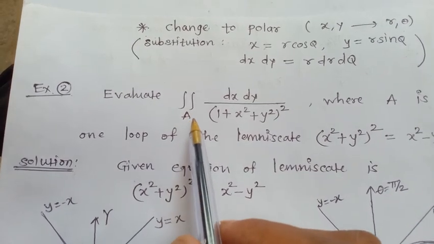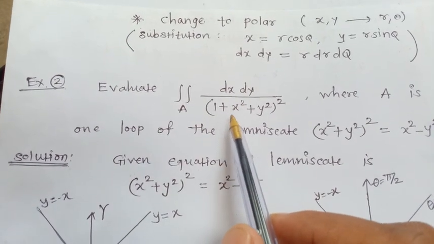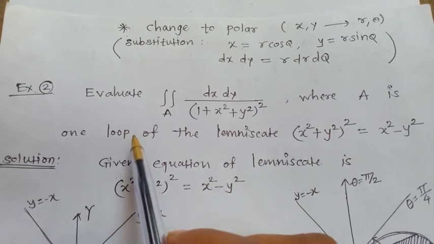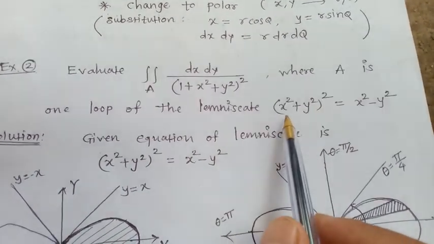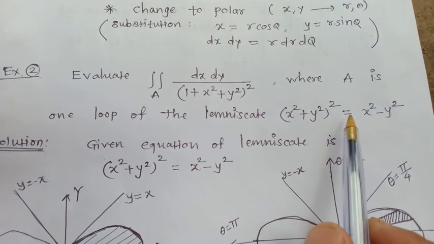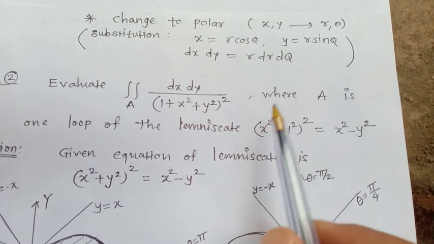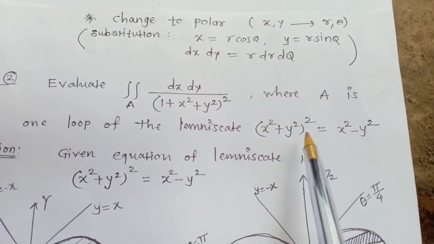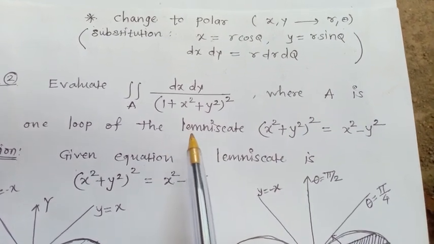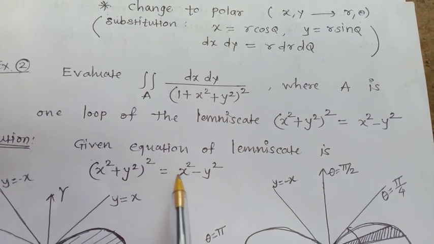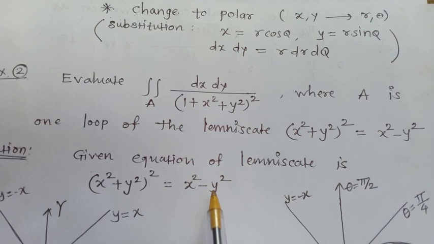To explain that topic, I am going to use one example, and the example is: evaluate the double integral over A of dx dy upon (1 plus x square plus y square) whole square, where A is one loop of Lemniscate (x square plus y square) whole square equals x square minus y square. First of all, we are concentrating on our given area. That means we have been given the equation of Lemniscate, that is (x square plus y square) whole square equals x square minus y square.